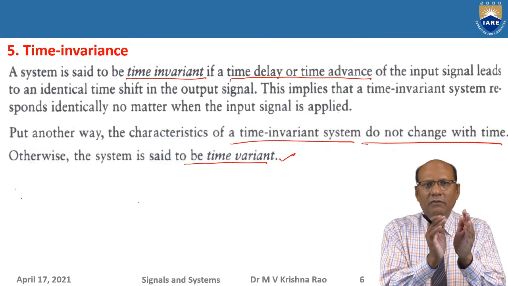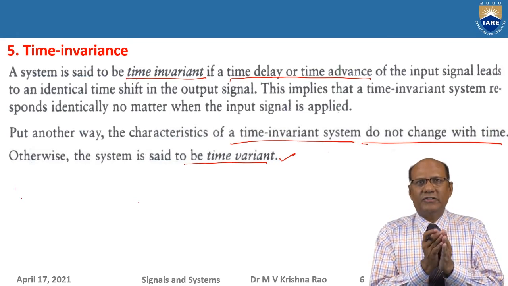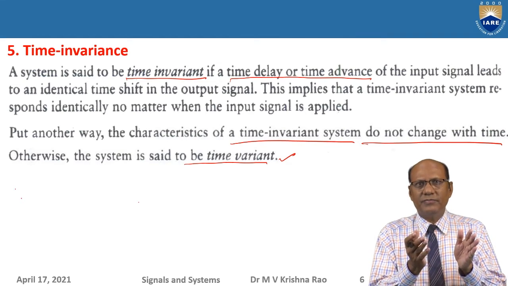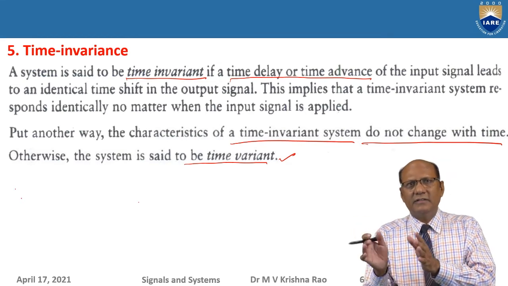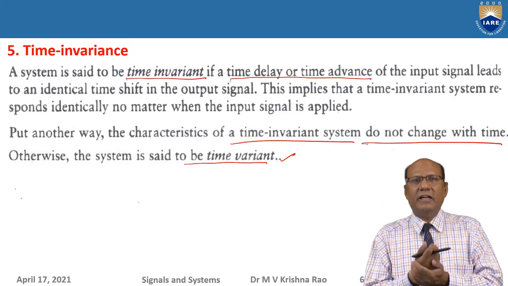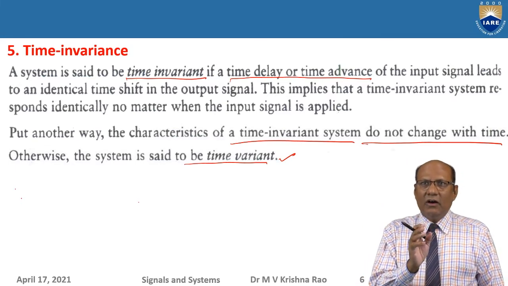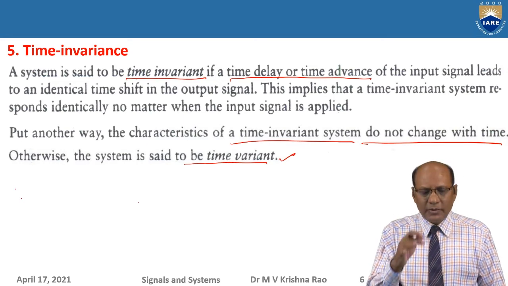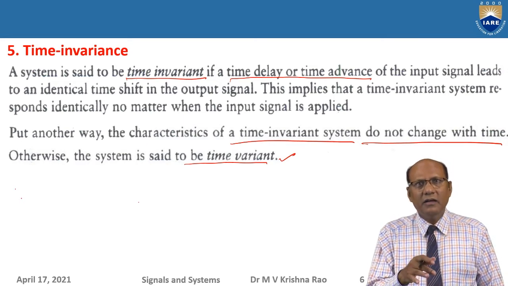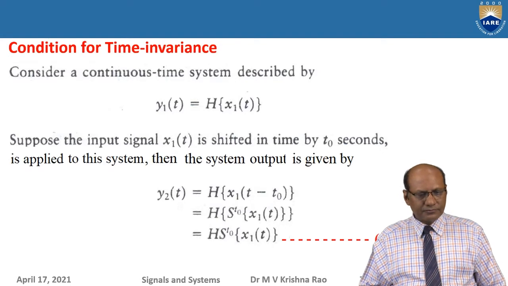Take 1 millisecond, 100 milliseconds duration. The system characteristics won't change. And take another 100 milliseconds. Within 100 milliseconds, the system characteristics won't change. Like that, for shorter durations, time variant systems can also be approximated by time invariant systems.